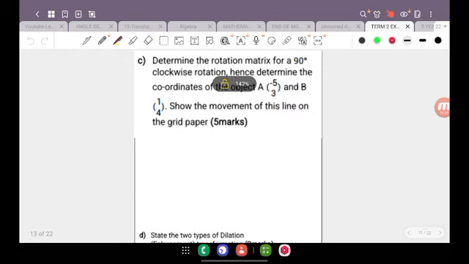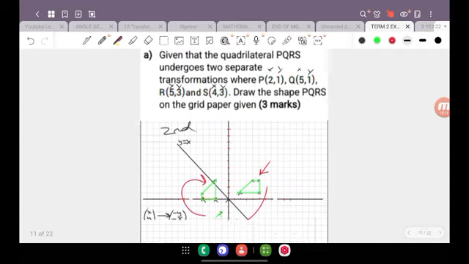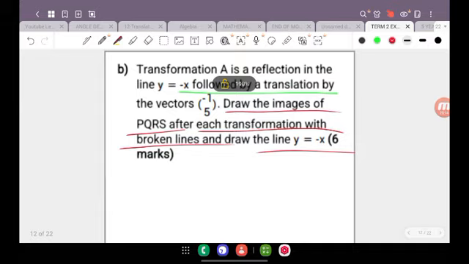All right, now it continues then, and it says that we should determine the rotation matrix for a 90-degree clockwise rotation, and once we have done that, we should then determine the coordinates of the object A -5 3 and B 1 4. Once you have determined the coordinates of those 2 points, we are to show the movement of this line on the grid paper. Now you can do this on a separate grid paper if you have it, or in this case I only have one, so I'm going to use the previous grid paper that I have around here to show you what that looks like. Now let's get into that question.